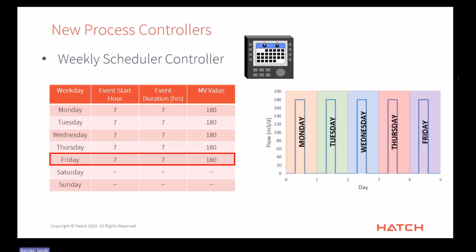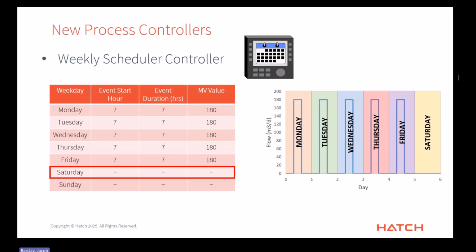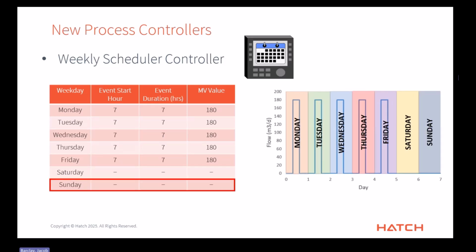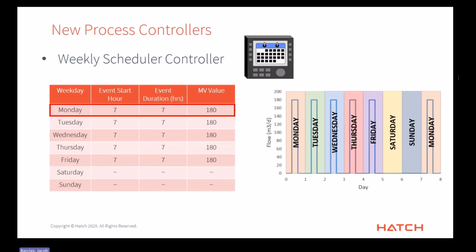But then when it comes to Saturday, we have a different definition. We don't actually have any pumping during that time, so we don't start the event, and we have a value of 0. So when it comes to Saturday, we won't actually pump anything using this controller. The same thing will happen for Sunday, and then we'll loop back to Monday, so you'll see that we'll recreate that Monday pumping event again.